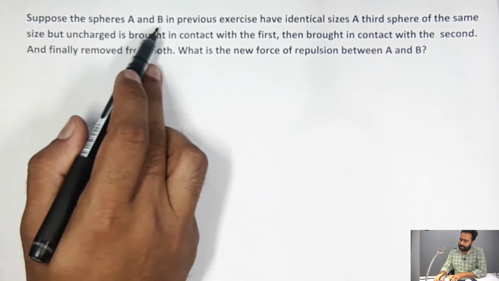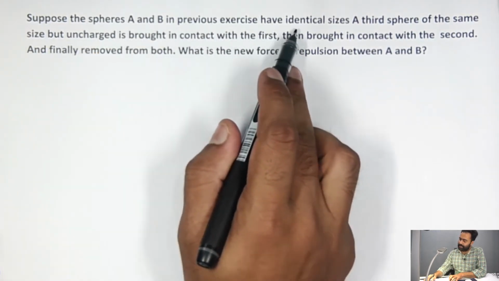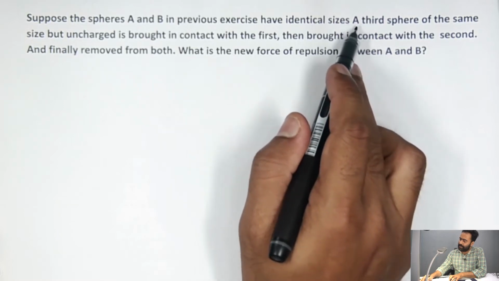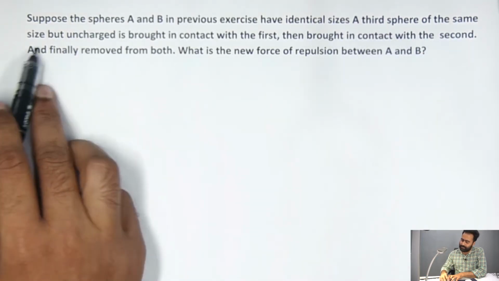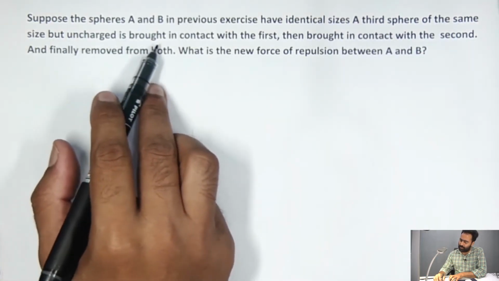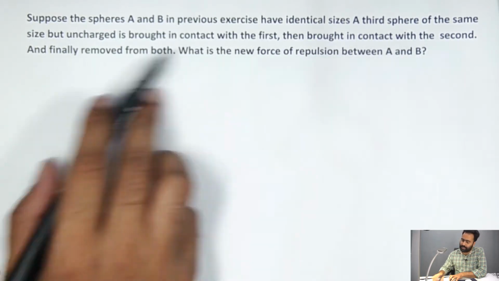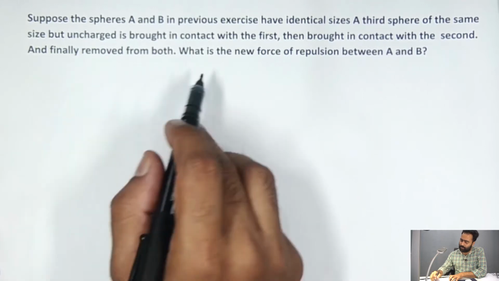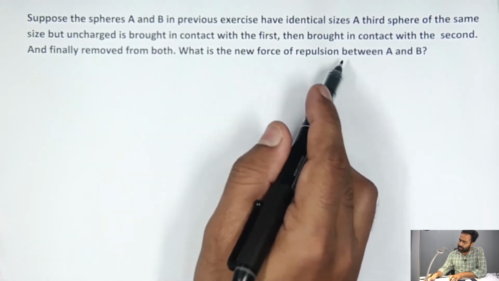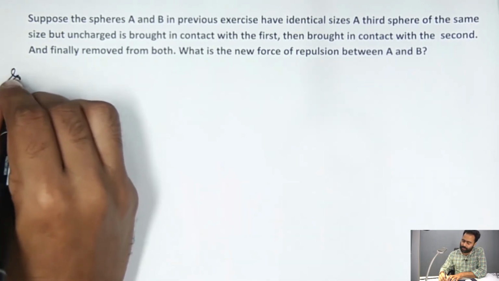Suppose the spheres A and B in the previous exercise have identical sizes. A third sphere of the same size but uncharged is brought in contact with the first and then brought in contact with the second and finally removed from both. What is the new force of repulsion between A and B?